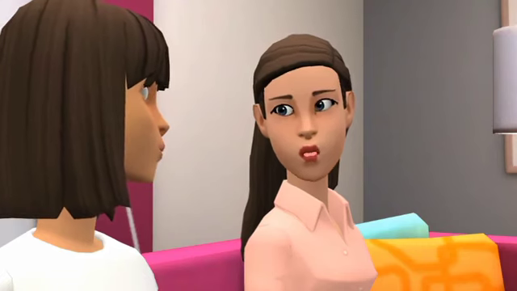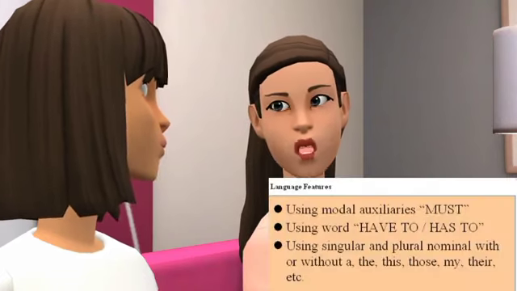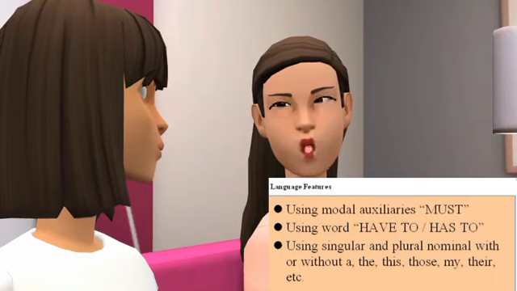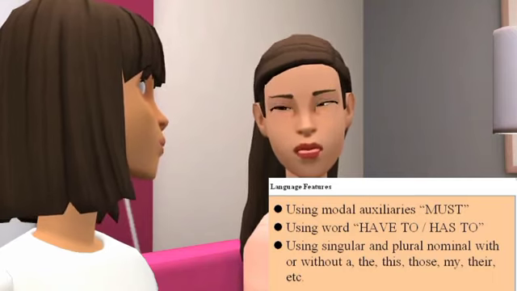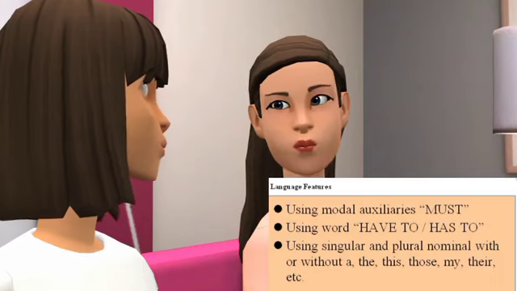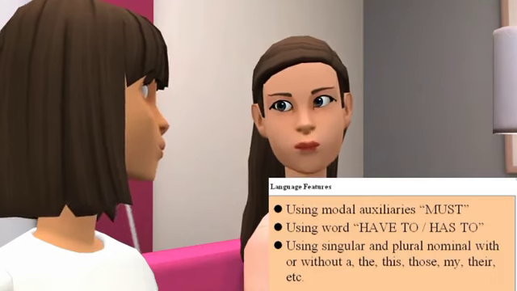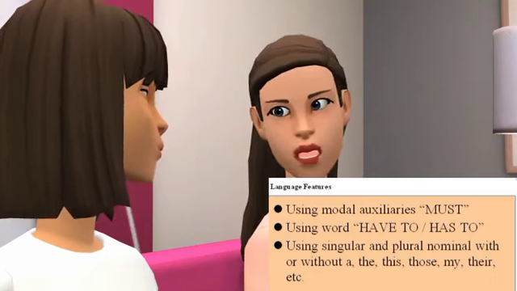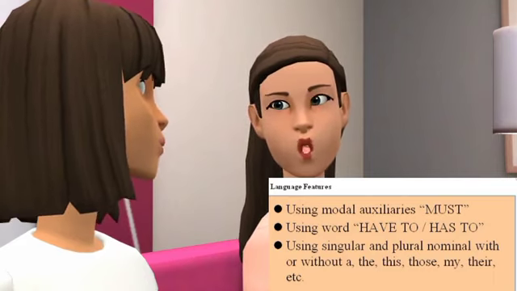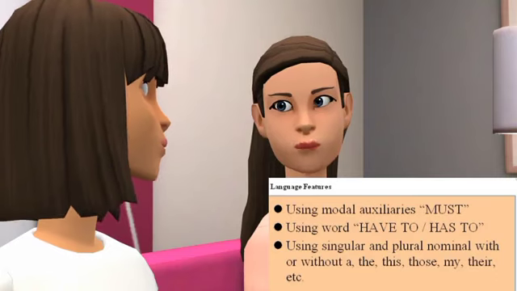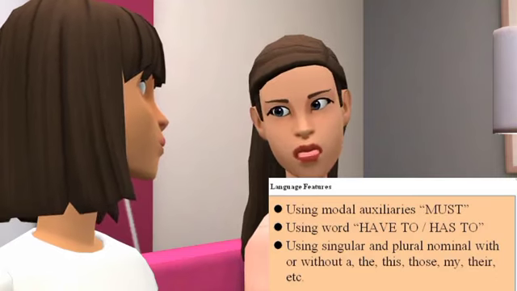Then from that structure, we know that the language features of obligation are, first, using the modal auxiliaries must, have to, and has to. And it also uses singular and plural nominals with or without a, the, this, those, my, their, and etc.